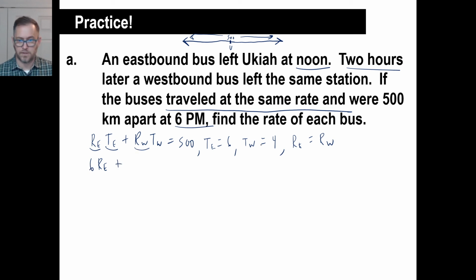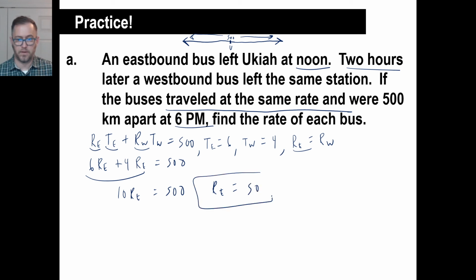Rate of the west, well, you don't want to put R sub W in this equation because you can't solve an equation with two different variables. So since it's the same thing, you just put R sub E again. Okay, the time of the west was 4. That equals 500. Well, obviously this is 10 times the rate of the east equals 500, which means the rate of the eastbound bus is 50, right? There you go.